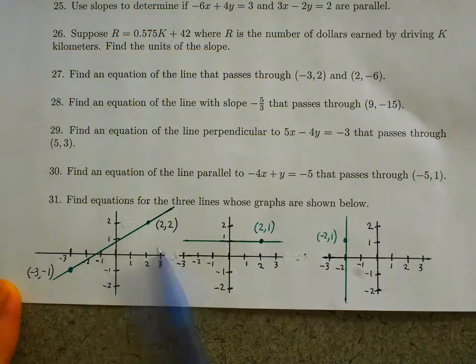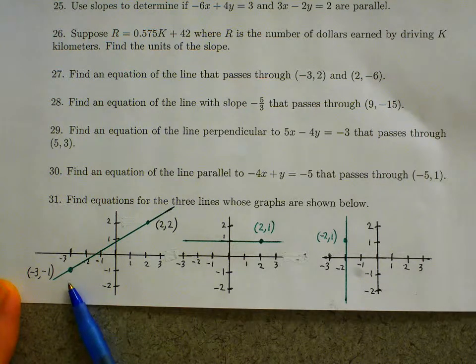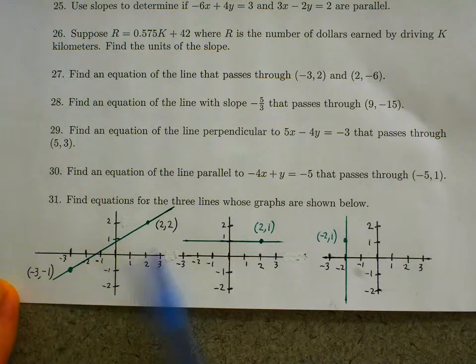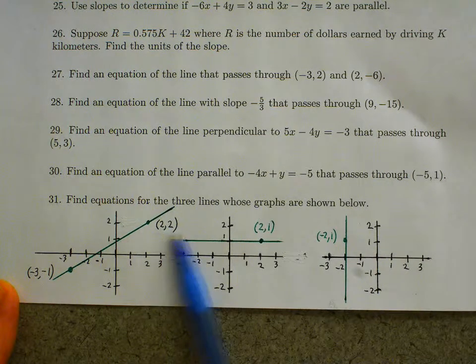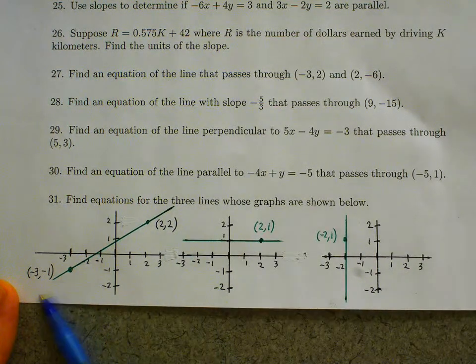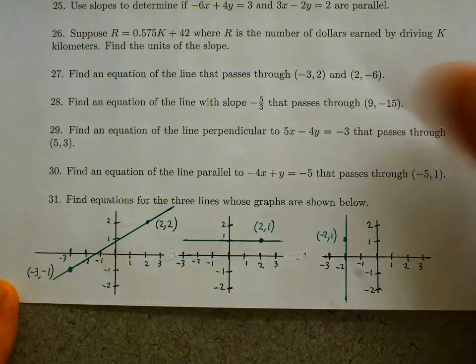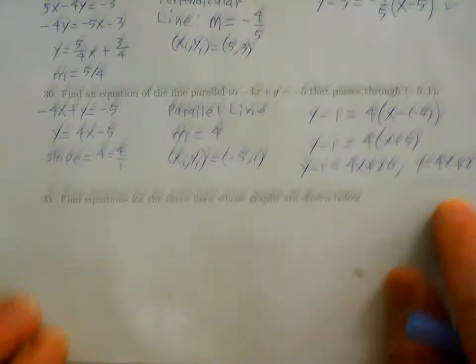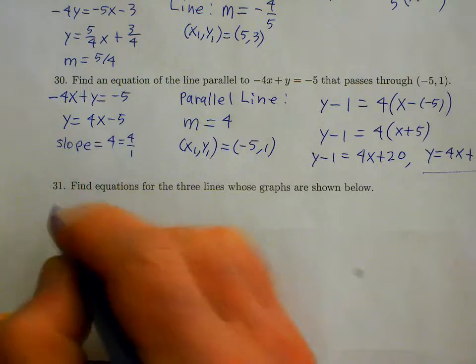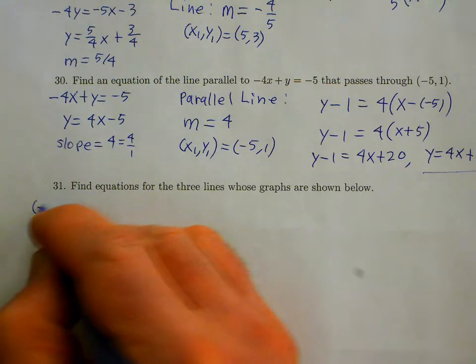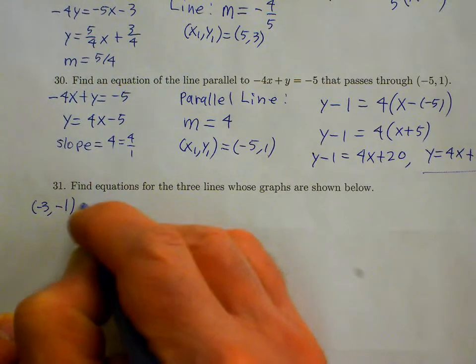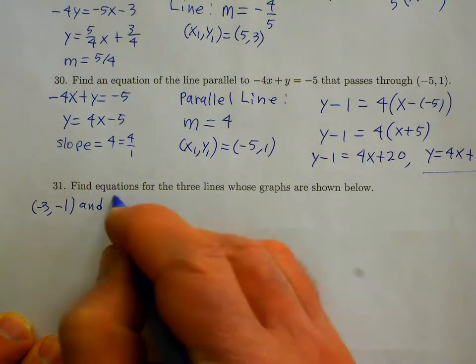So this graph on the left, find an equation for this line. So it passes through the points (negative 3, negative 1) and (2, 2). So we'll remember that. The ordered pairs are (-3, -1) and (2, 2). And then we'll use the other paper, the ordered pairs for that line on the left, (-3, -1) and the ordered pair (2, 2).